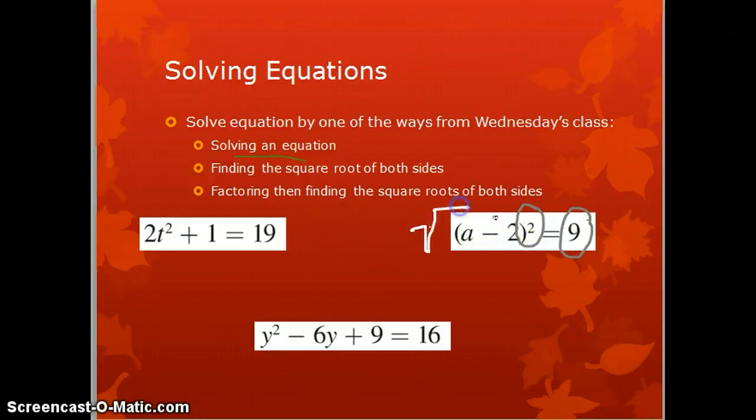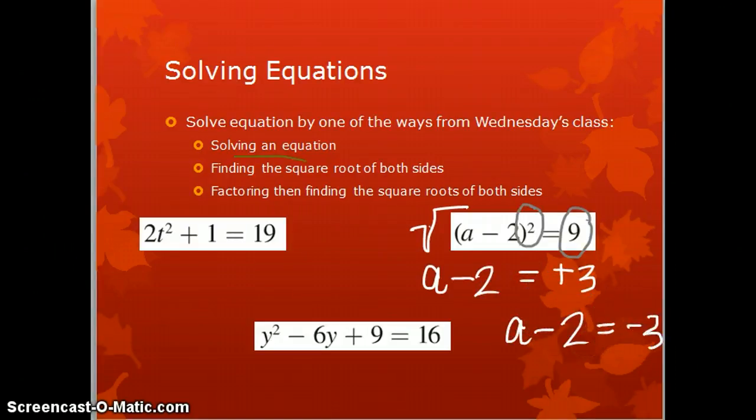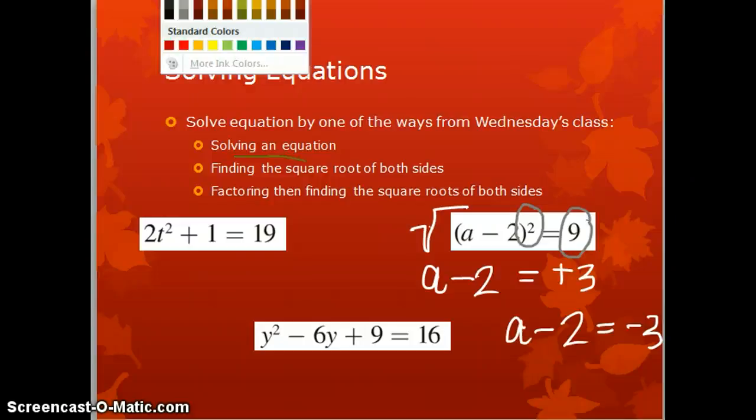So if I take the square root of that, and I take the square root of the 9, I'm left with a minus 2 equals a positive 3, and a minus 2 equals a negative 3. Remember, we have to have both the positive and the negative answer, because we don't know what's going to happen. We have to assume that this is going to cross through that x-axis 2 times, because at this point, that's what our assumption is based on. We haven't learned how to tell the difference between whether that's going to be true or not.